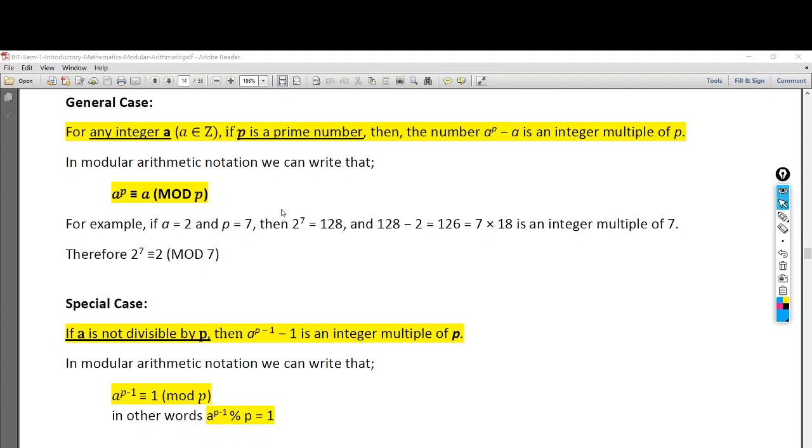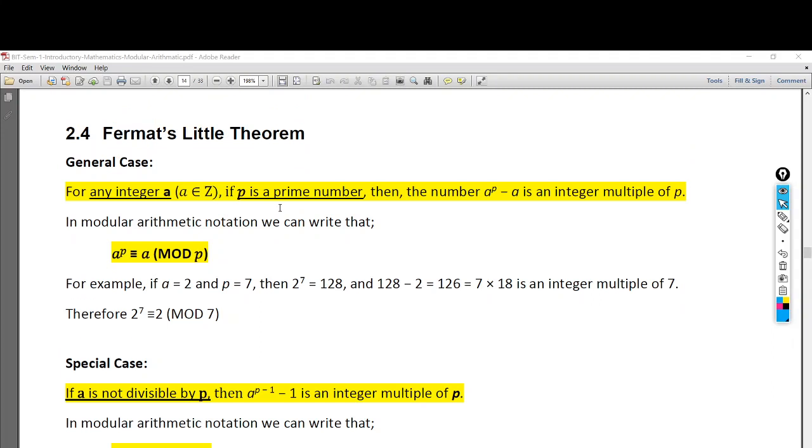Sometimes we call it Fermat's little theorem, or sometimes just Fermat's theorem, because Fermat came up with a lot of theorems. To distinguish his other theorems from this one, we call it Fermat's little theorem. It has nothing to do with size; people have just named it that. What it says is, for any integer a, if p is a prime number, that's very important, then a to the power p minus a is an integer multiple of p.